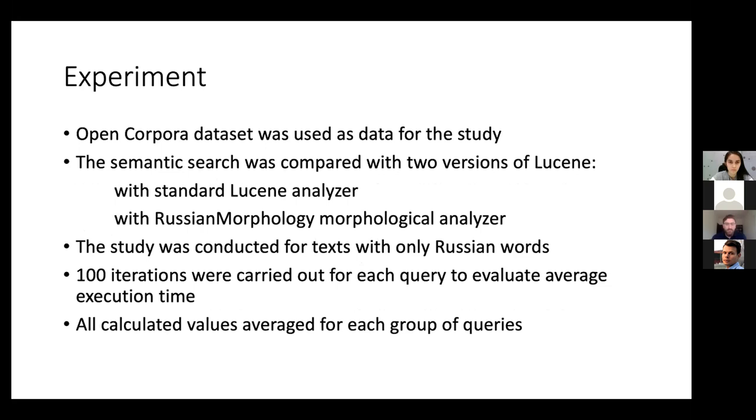The standard Lucene analyzer and the Russian morphology analyzer differ from each other. Therefore, the semantic search was compared with 2 versions of Lucene using different analyzers. The study was conducted on text that contained words not only in Russian, in order to avoid the influence of words without analysis in other languages during the study. For each request, 18 values were calculated: execution time, quantity of results, precision, recall, and 2 metrics for ranking. All values were averaged for each group of queries. To estimate the execution time, 100 iterations were carried out for each request and the average value was found.